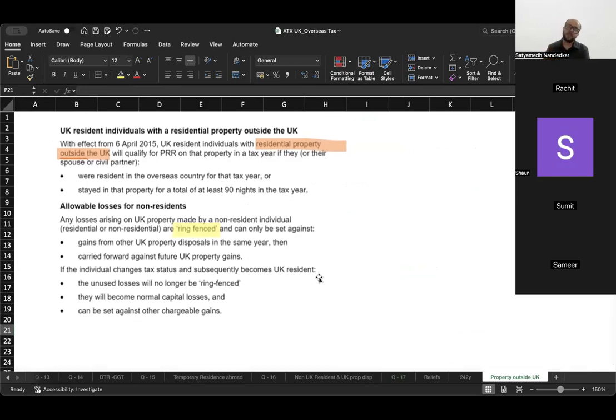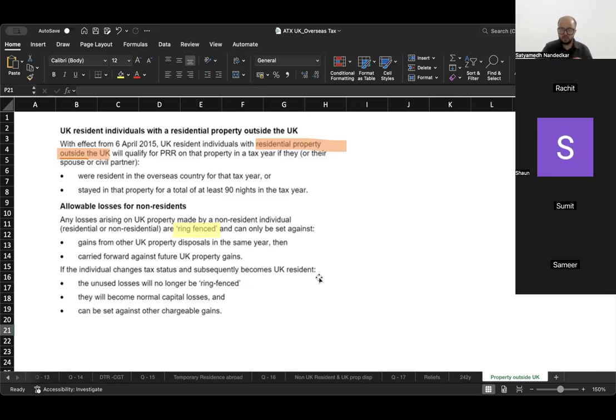And property outside the UK. UK resident individuals with a property outside the UK. With effect from 6th of April 2015, UK resident individuals with residential property outside the UK will qualify for PRR on that property in a tax year if they were resident in the overseas country for the tax year or stayed in that property for a total of at least 90 nights in the tax year.